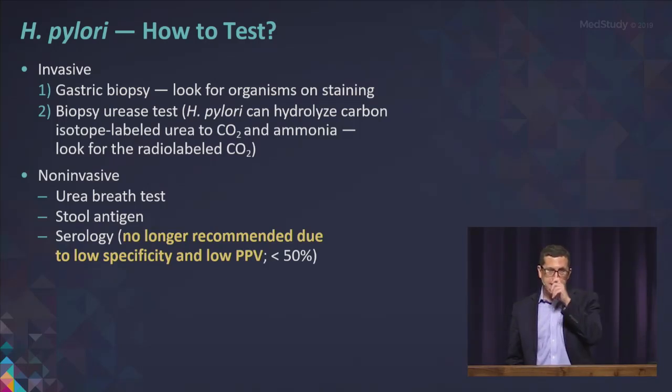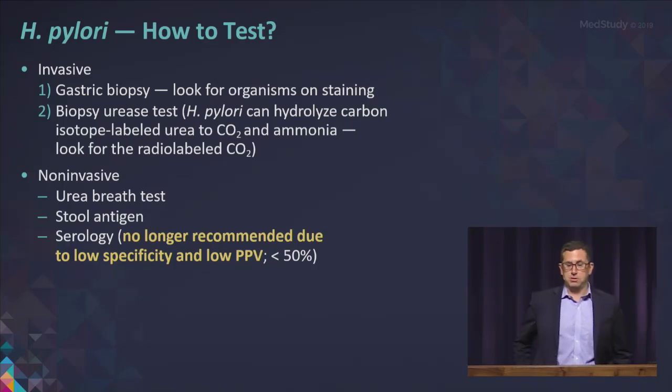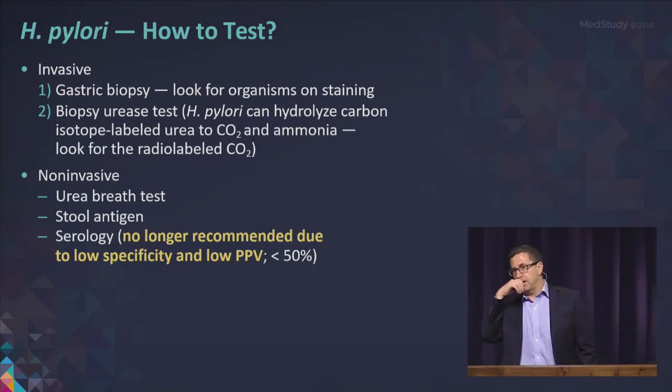Then there are some non-invasive ways. You could do a urea breath test as opposed to a urease biopsy. You could do an HP stool antigen, which I'm sure most people are very familiar with. Serology, no good, right? Serology only tells you whether the patient may have been exposed to H. pylori in the past. It does not tell you if the person has active disease, so that is not the answer.